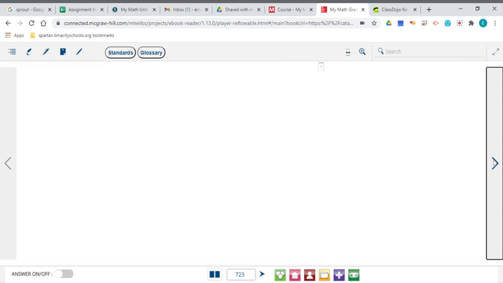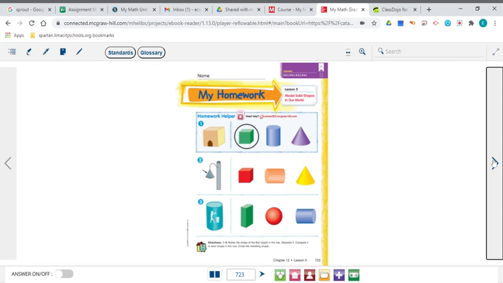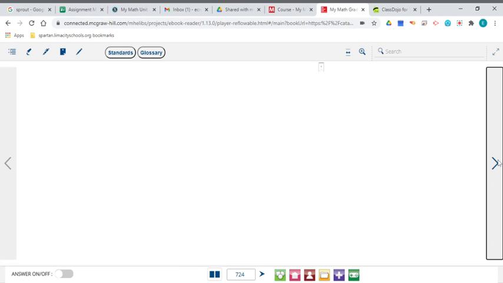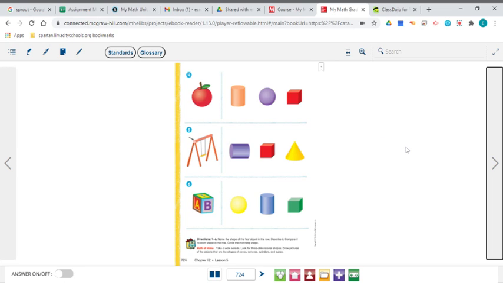All right, you are going to be doing page 723. It looks just like what we did. We're looking at objects that you would find all around us and matching them to the 3D shape. You'll also be doing 724, and it's exactly the same thing, matching objects that are around us to the 3D shapes that they look like. When you are all done with pages 723 and 724, you can upload your work to Schoology.